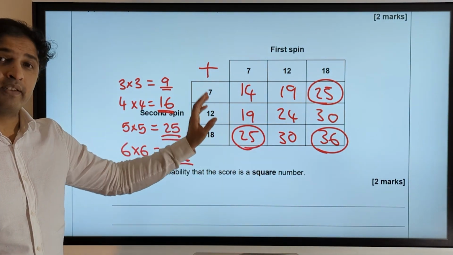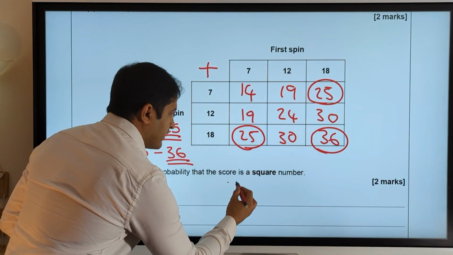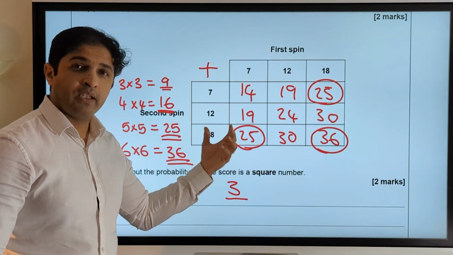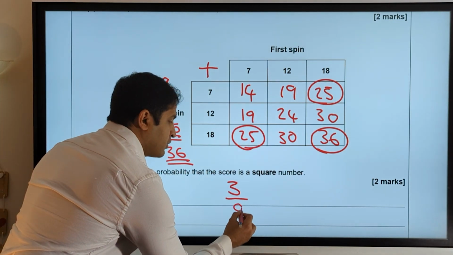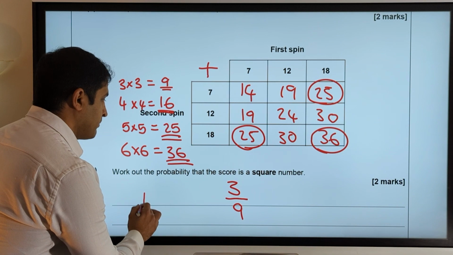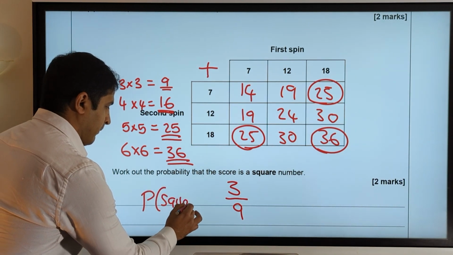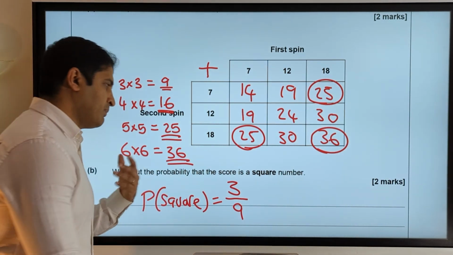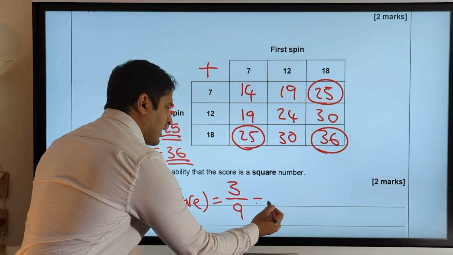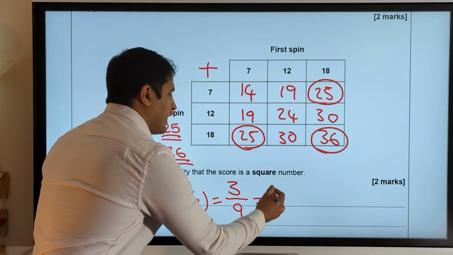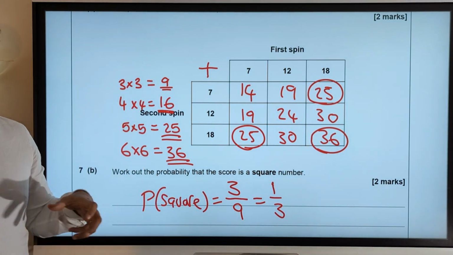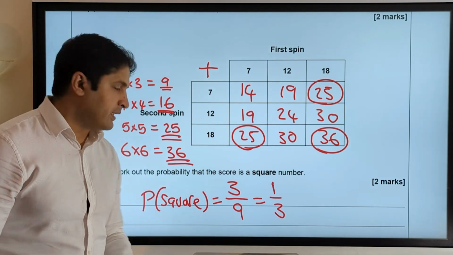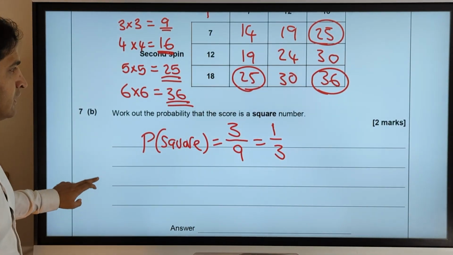We have 3 numbers that are square numbers, out of 9 altogether. So the probability that you will get a square number is 3 choices, that's in our favor, 3 choices that are square numbers, out of 9 choices altogether. So probability of getting a square number is equal to 3/9. It doesn't ask you to simplify it, but just be careful and always simplify your fraction. So 3/9 simplifies to 1/3. So the probability that you get a square number when you add those two scores together is 1/3. And that's 2 marks.